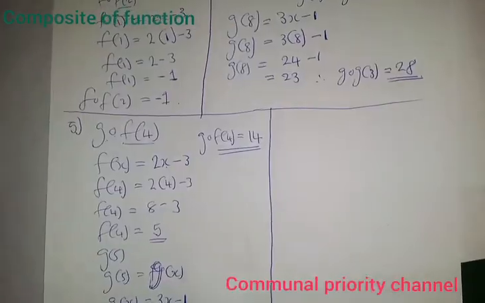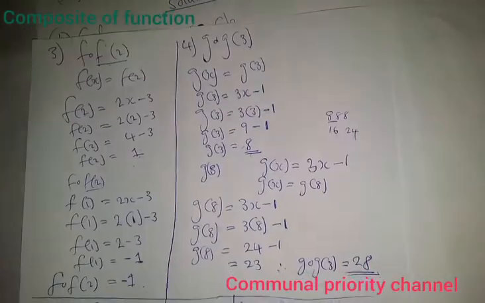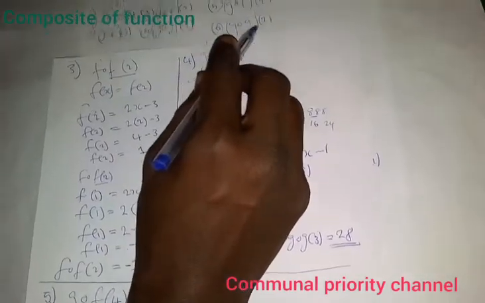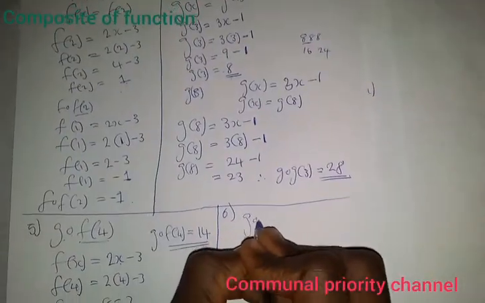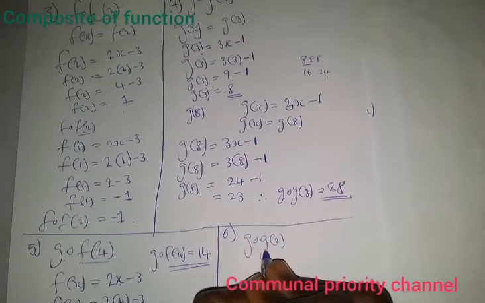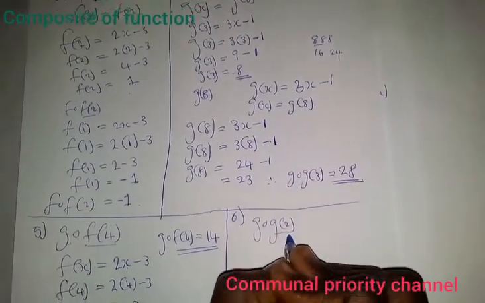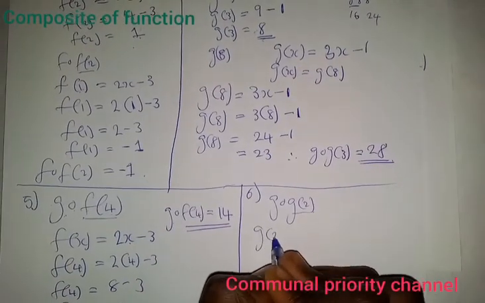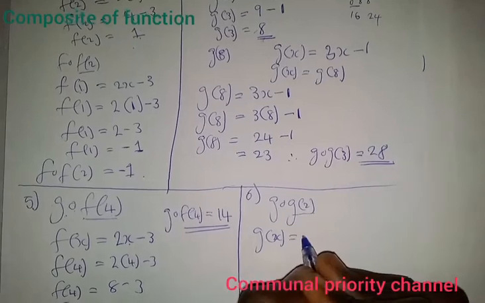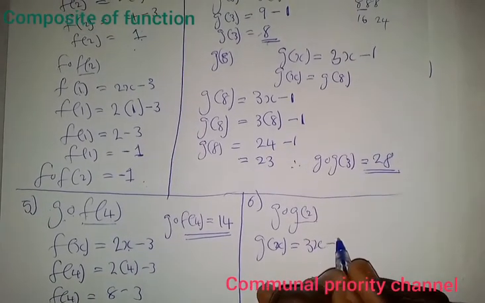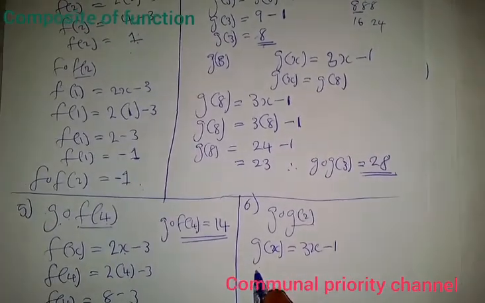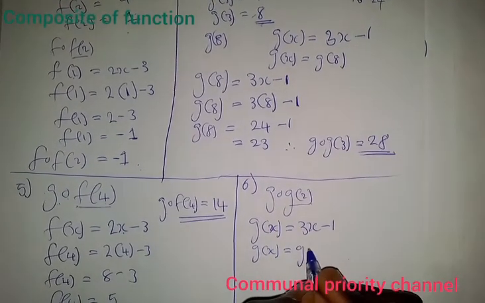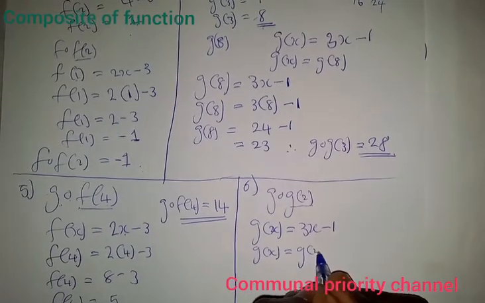Now we are moving to the last question, which is question number 6. Question number 6 says g of g of 2. First of all, we'll find our g of 2. When we obtain the final answer of g of 2, we'll substitute it in g of 2. We know our g of x is equal to 3x minus 1. Then therefore, our g of x is equal to g of 2.